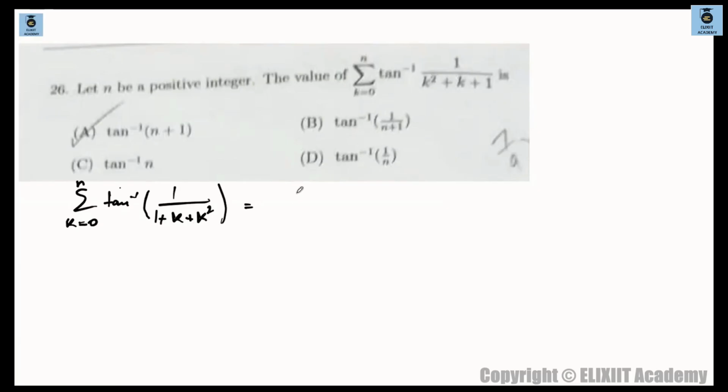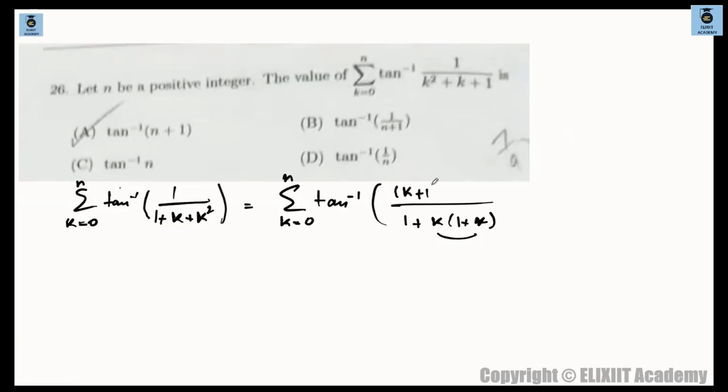I'm rewriting this in this way. We have to express this in the form of the difference of tan inverse formula. So k is equal to 0 to n. This will become tan inverse. Can we write this as? This is 1 plus. We can write this as k times of 1 plus k, sorry. And we have to express the difference of these two in the numerator. So we can write this as k plus 1 minus k. And this is quite visible from here. K plus 1 minus k will give you 1 itself. Okay.